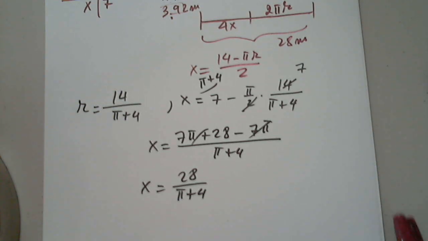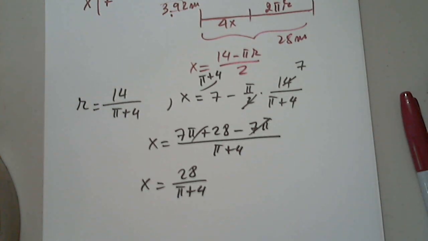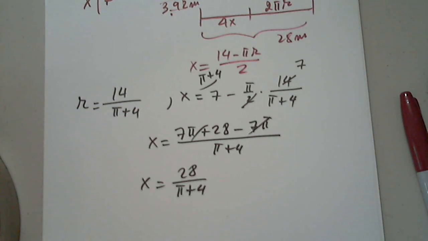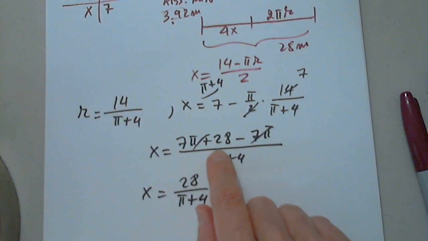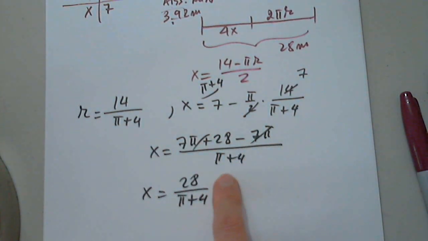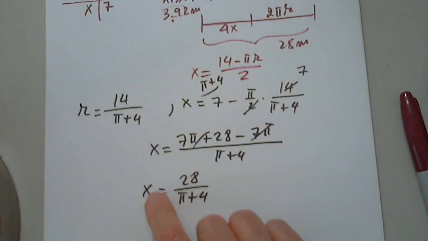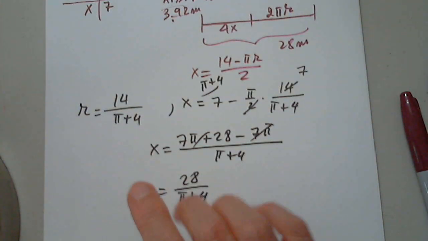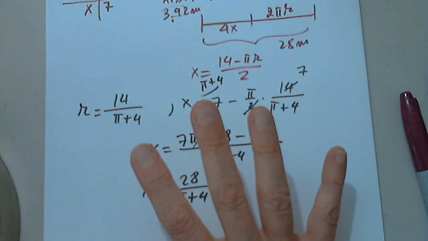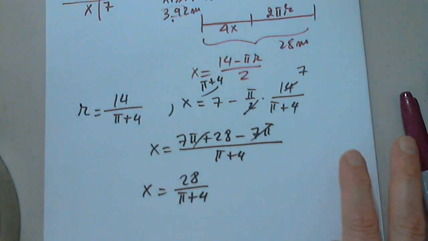Okay, yeah, it does not like that either. Really? Yeah. So you enter it for x, 28 over pi plus 4? For x. Yes. Do they want the radius? So for x, how much wire in meters should be used for the square in order to minimize the total area? Ah, for the square.